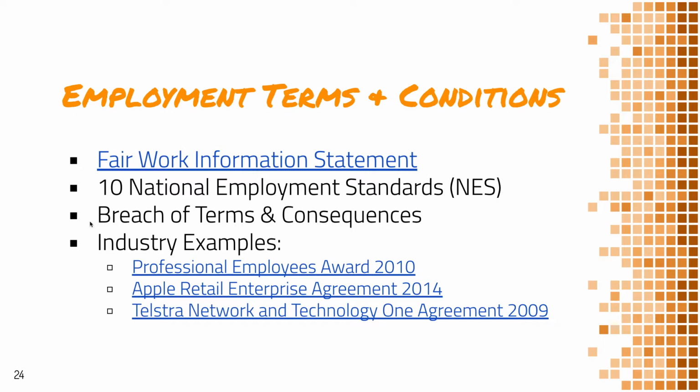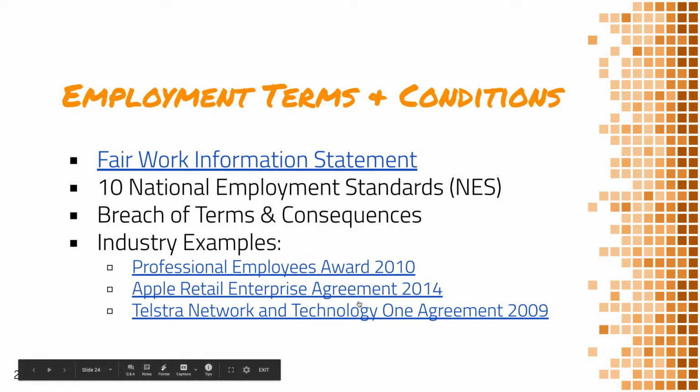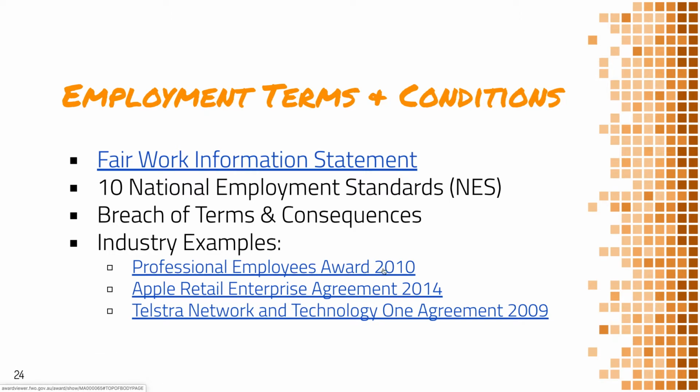Now, I spoke about awards and agreements in a previous slide. There are 3 different documents that I've linked here for you to have a look at. The first is the Professional Employees Award. Now remember, the award is the basic. This is where we sit. IT professionals sit in the Professional Employees Award 2010. That's the date it was created. That's what the award's name is. This award document gives us the minimum conditions and minimum pay of our careers, of our profession in IT.